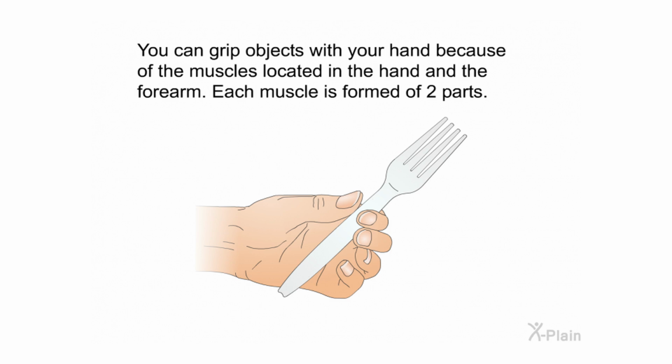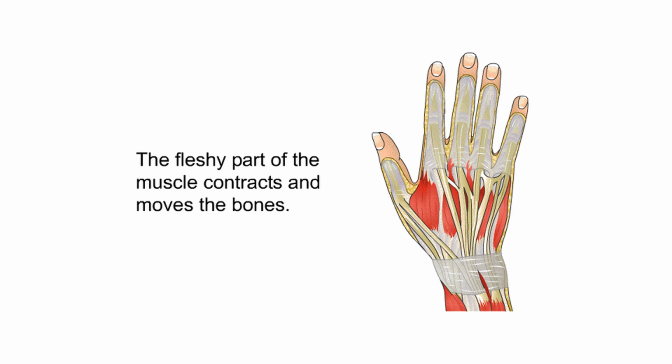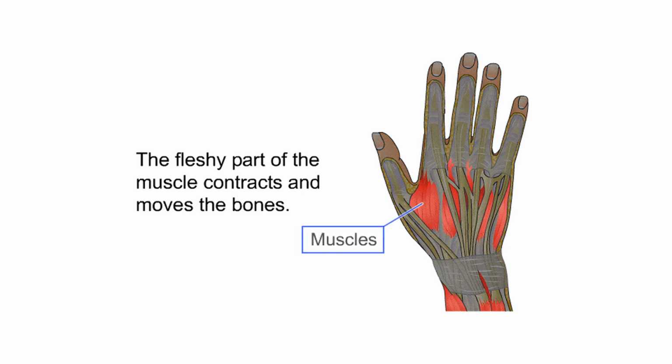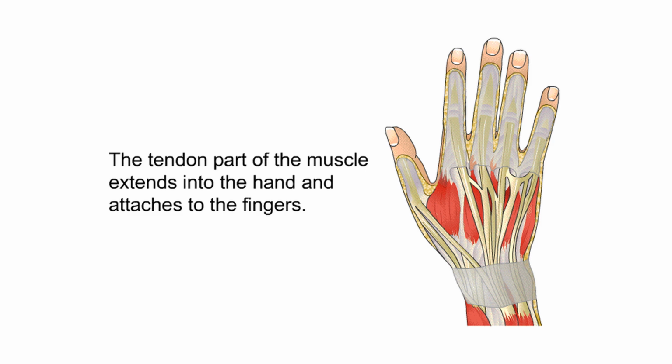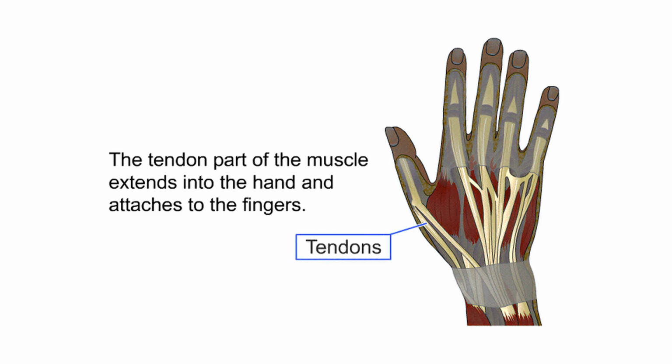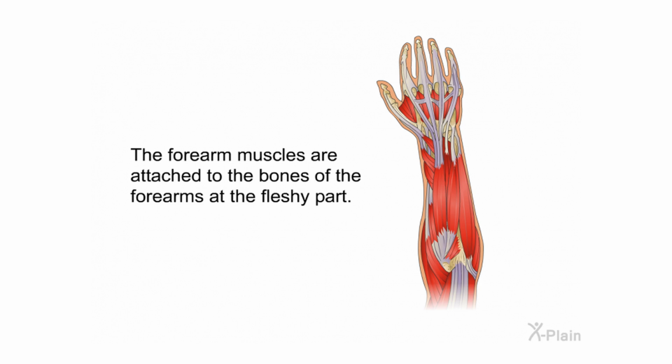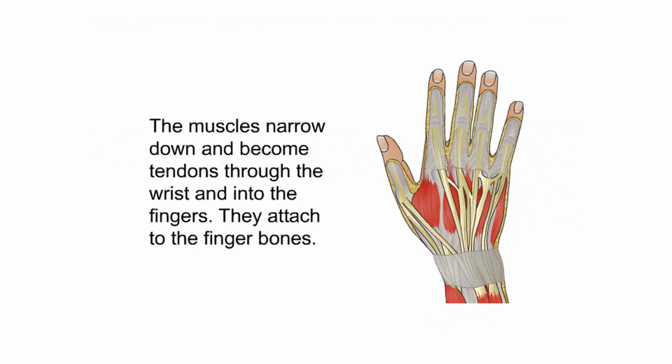You can grip objects with your hand because of the muscles located in the hand and the forearm. Each muscle is formed of 2 parts. The fleshy part of the muscle contracts and moves the bones. The tendon part of the muscle extends into the hand and attaches to the fingers. The forearm muscles are attached to the bones of the forearm at the fleshy part. The muscles narrow down and become tendons through the wrist and into the fingers. They attach to the finger bones.